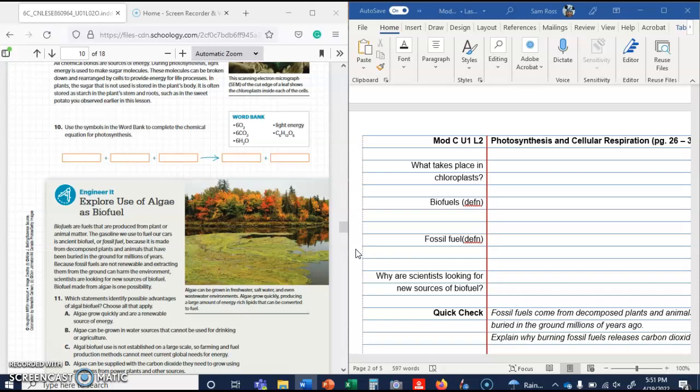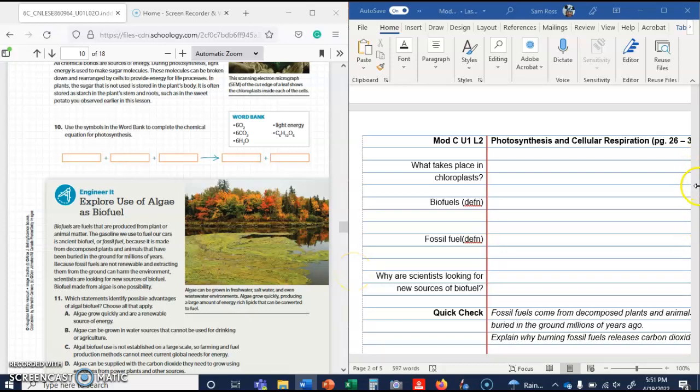Why are scientists looking for new sources of biofuel? Because fossil fuels are not renewable, and extracting them from the ground can harm the environment. So this is the reason why scientists are looking for new sources of biofuels, because fossil fuels are not renewable, and extracting them from the ground can harm the environment.